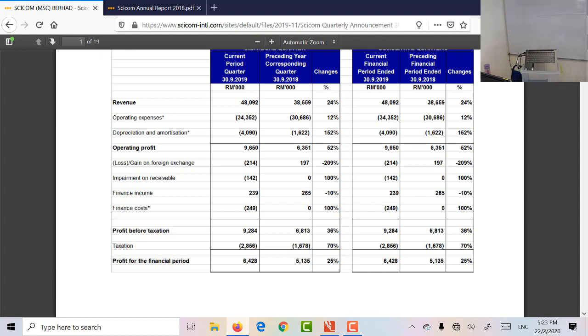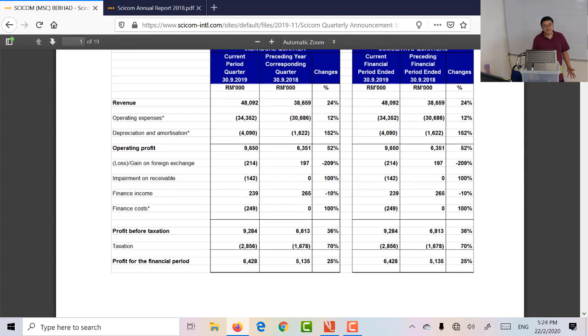Is the operating profit normal or abnormal? Is the revenue of 48 million normal or abnormal? Do you expect the value to go up or go down? You actually don't know anything. You just know the figure is there.